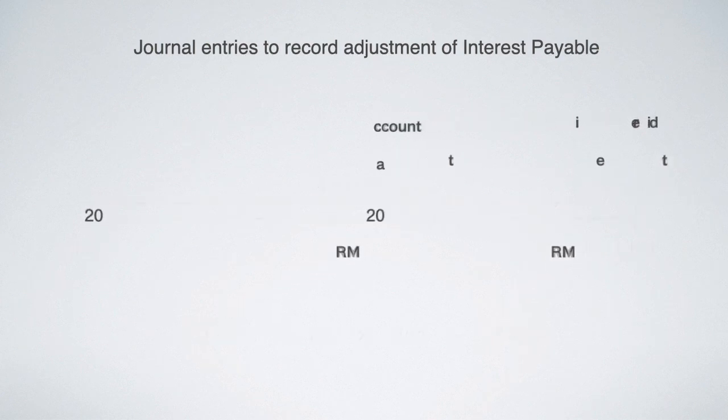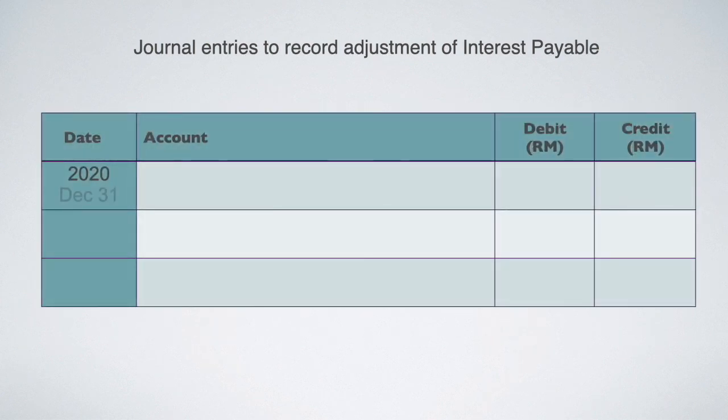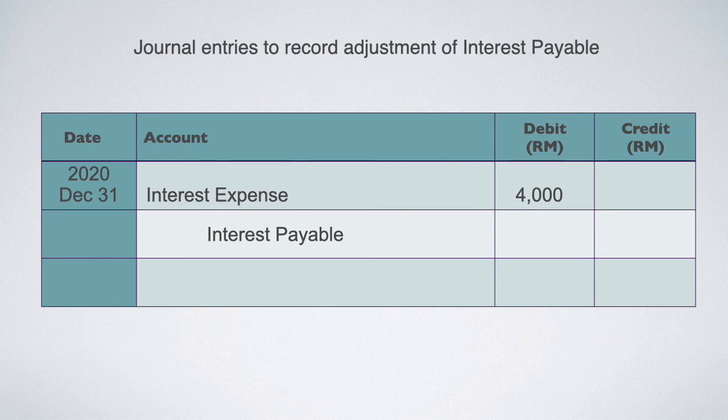So what we have to do now, because it is December 31st, is the adjustment entry. First you record the interest expense. Expense is debited. Because on this date we have not yet paid, we will credit interest payable. The interest becomes a liability that must be paid, because we have not paid today. Okay, so that is settled.